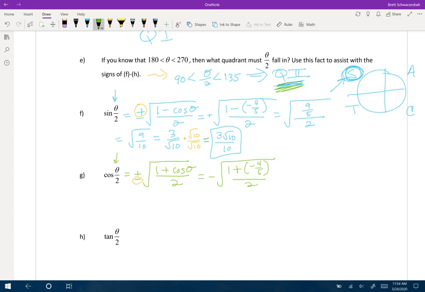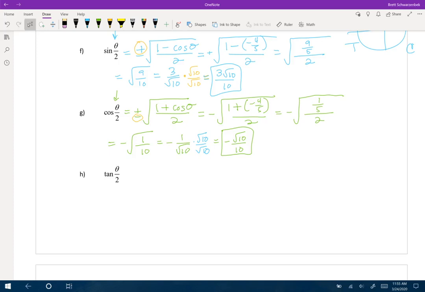Okay, so we have to do a little bit of work here. This time, instead of 1 plus 4/5, it's 1 minus 4/5. So 5/5 minus 4/5 is 1/5 all over 2. Again, if we divide by a fraction, we multiply by the reciprocal, and we're going to get negative the square root of 1/10, which is equal to negative 1 over root 10. And if we rationalize, we are going to get negative root 10 over 10 as a result. Again, it's negative because cosine is negative in quadrant 2.